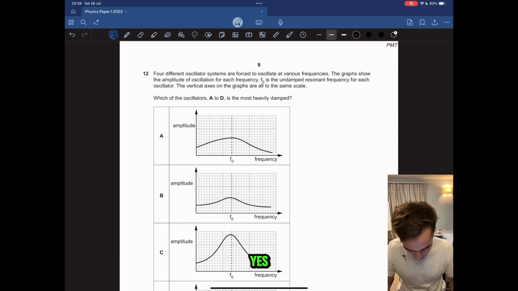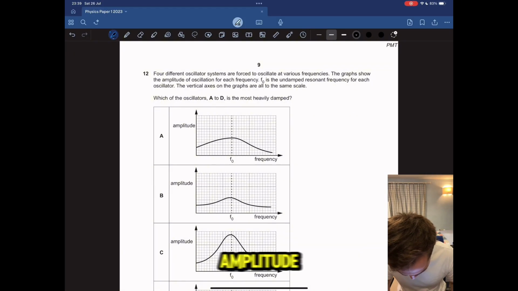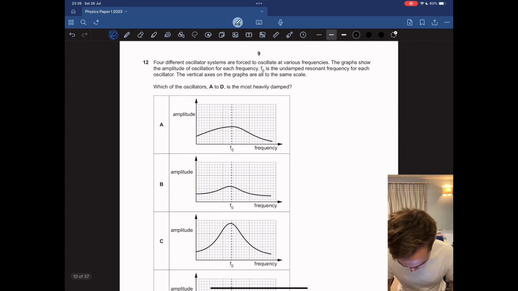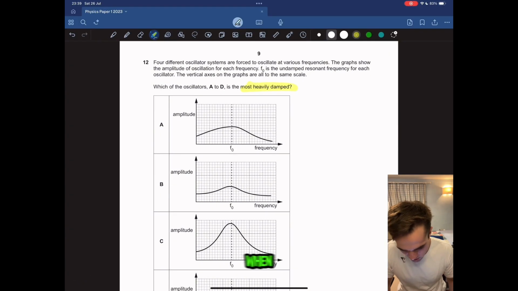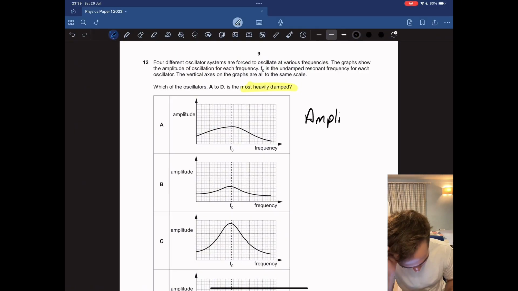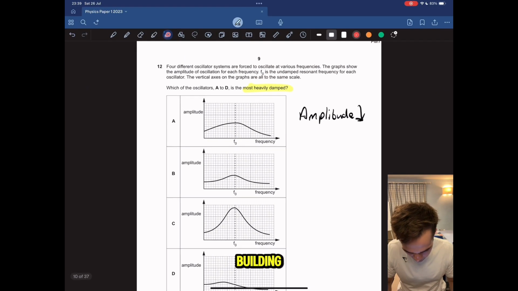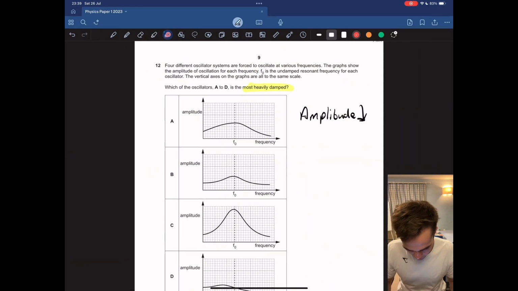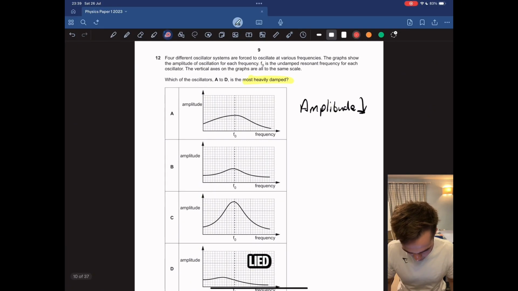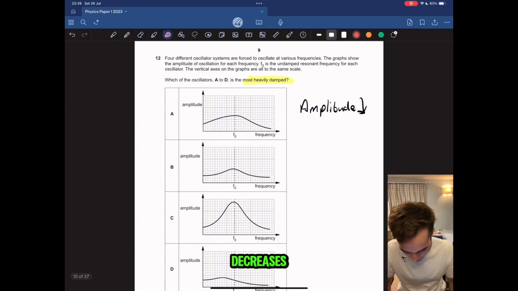Question 12. Am I recording? Yes. Am I screen sharing? Yes. So we've got graphs of amplitude versus frequency. Heavily dampened. So what happens when we dampen a system? Well, the amplitude goes down. That's like the whole point. If you dampen a building, its frequency decreases. I think I just lied. I don't know if the frequency decreases. Sorry, the amplitude of the oscillation decreases.